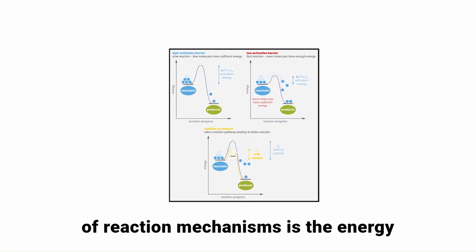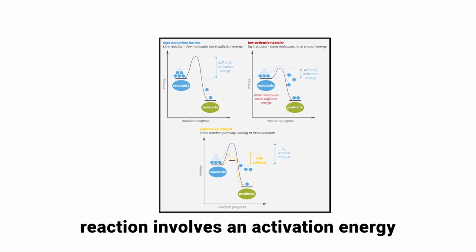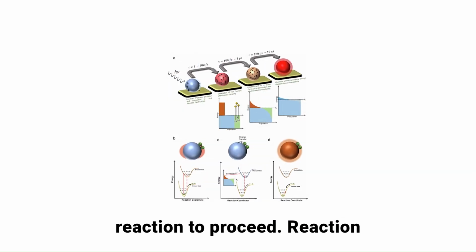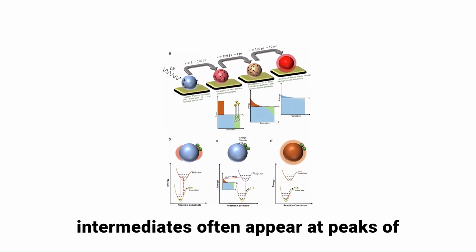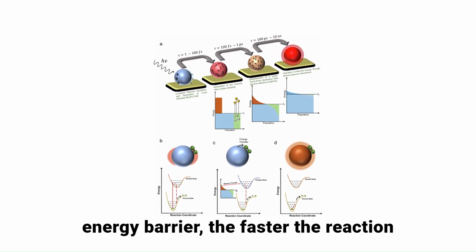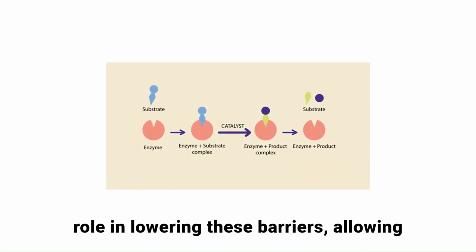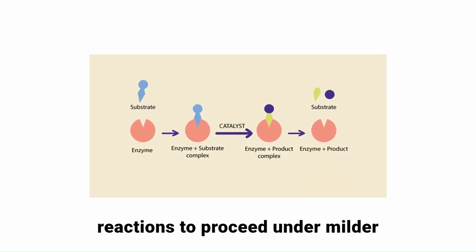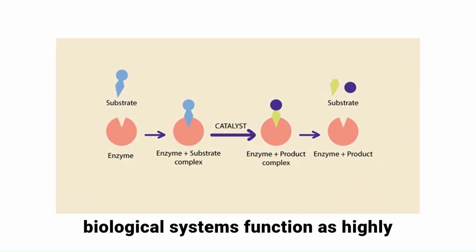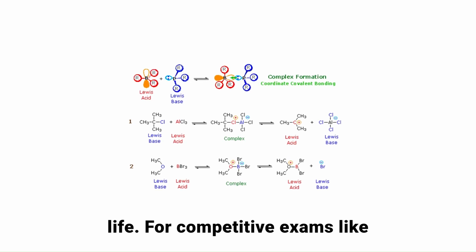Another crucial aspect of reaction mechanisms is the energy profile of reactions. Every reaction involves an activation energy barrier, which must be overcome for the reaction to proceed. Reaction intermediates often appear at peaks of energy diagrams, illustrating their transient nature. The lower the energy barrier, the faster the reaction occurs. Catalysts play a vital role in lowering these barriers, allowing reactions to proceed under milder conditions. Enzymes in biological systems function as highly specialized catalysts that facilitate biochemical transformations essential for life.